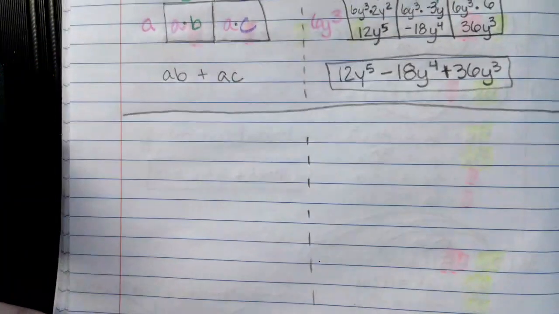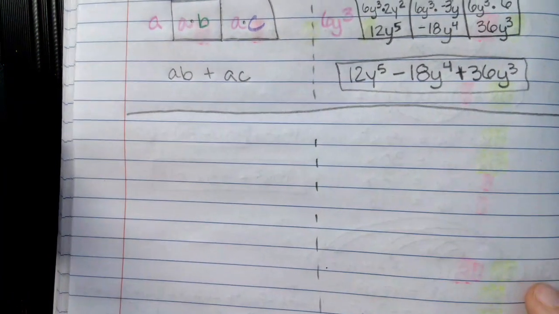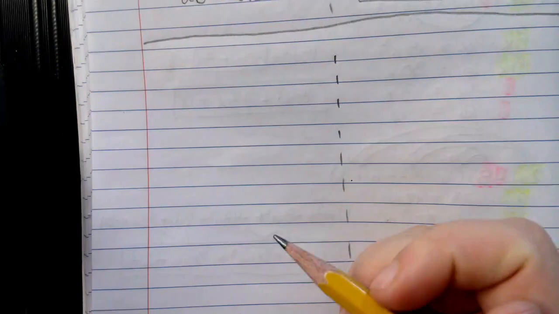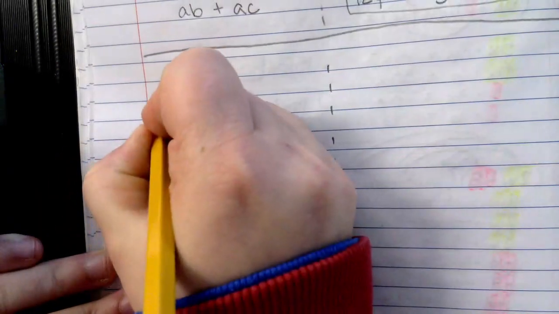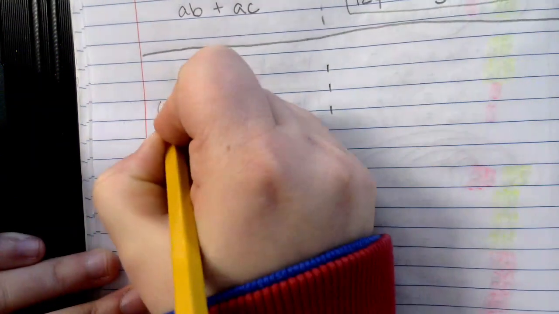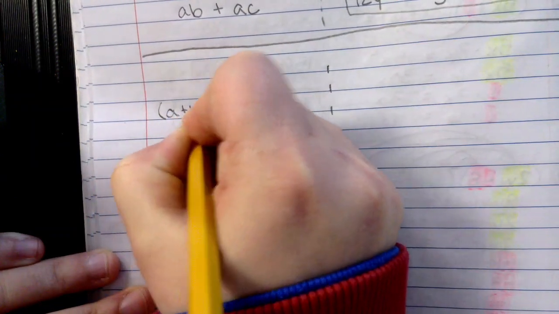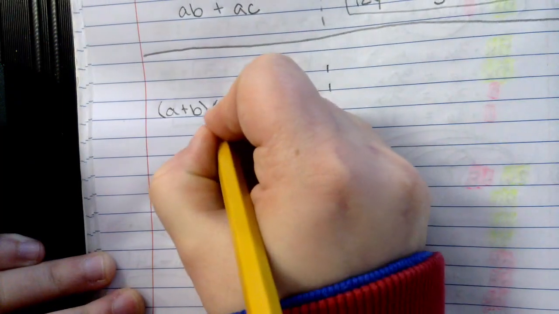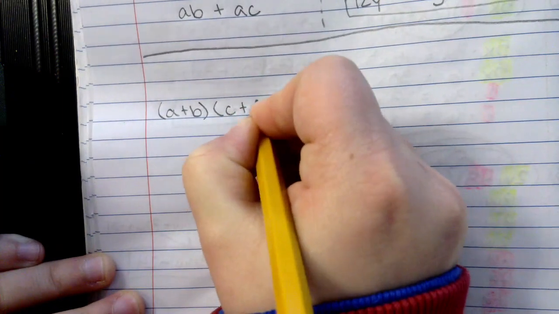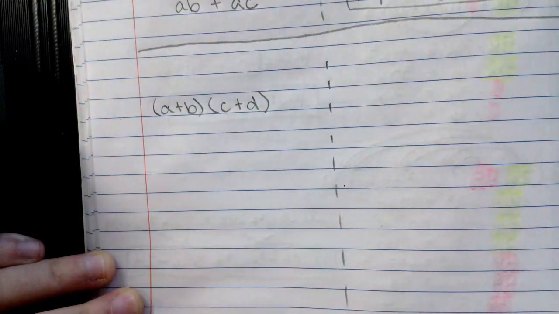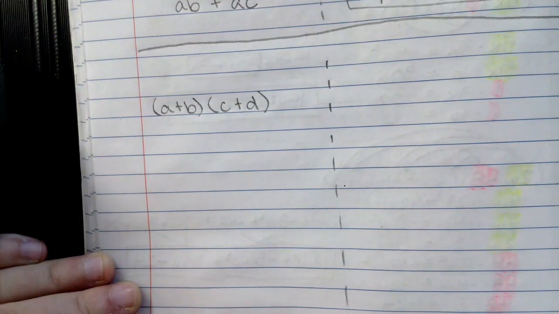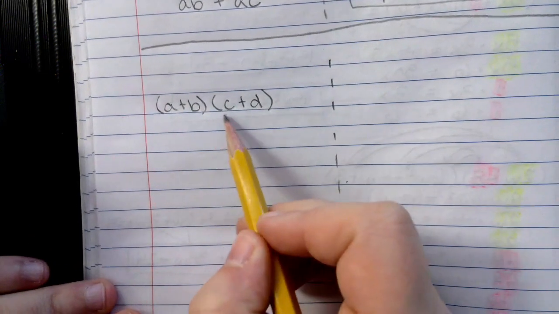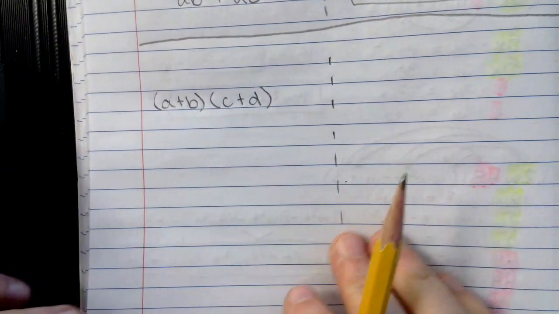All right, so for this one, we're going to do a binomial times a binomial. So we'll have A plus B, and we're going to multiply that by C plus D. So before when we distribute, we did like A times C, A times D, B times C, B times D. Do you remember when we did all those arrows? Got to be a lot sometimes. That's why I find the area model to be a little bit more user-friendly, I guess.